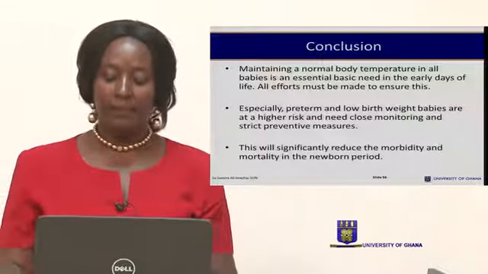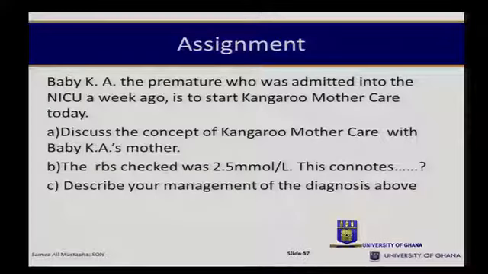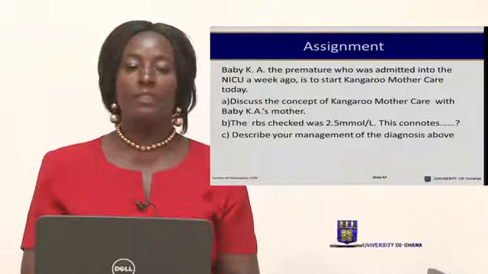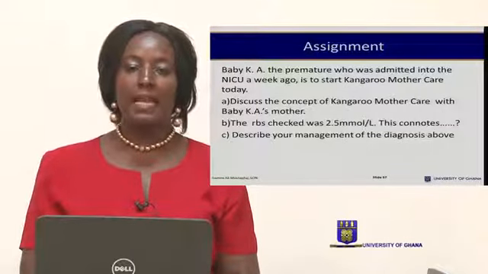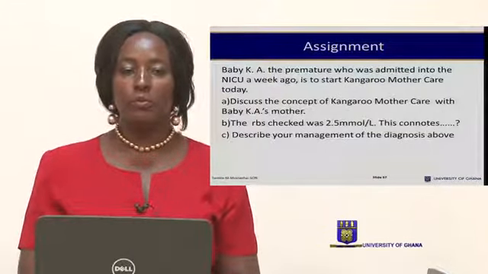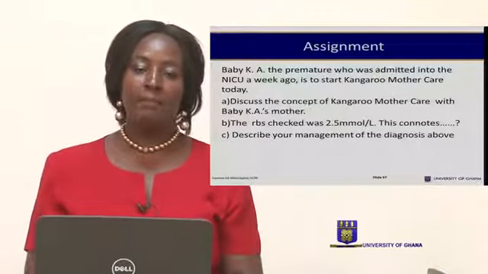So our assignment, we say that baby KA, a premature newborn, was admitted into NICU a week ago to start kangaroo mother care. Discuss the concept of kangaroo mother care for baby KA, and also the random blood sugar checked was 2.5 millimole. What does this mean? Describe your management of the diagnosis above. Take time to do this exercise and discuss it among yourselves.